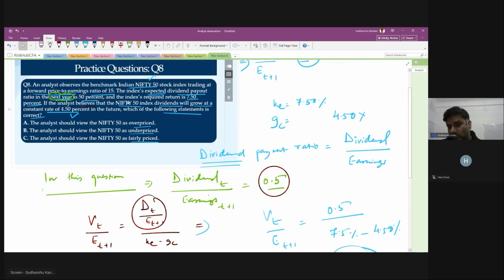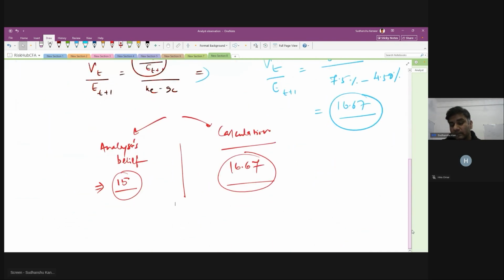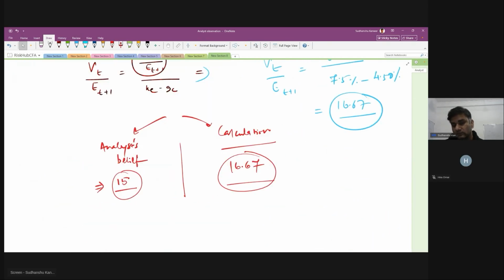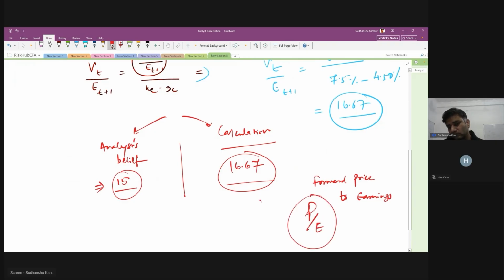But when he calculated, when the mathematics worked, the forward price to earnings, right? What do they mean by forward price to earnings? So it is basically similar to your forward P/E. Forward P/E by calculation is coming out to 16.67%.